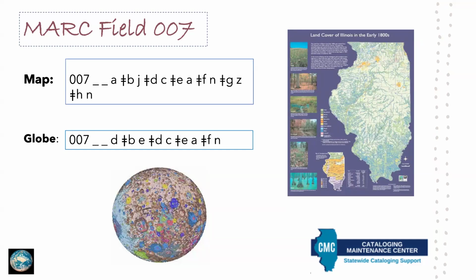Much like maps, subfield E records the physical medium. The list of materials is identical to that of maps. And lastly, subfield F is used to record the facsimile status of the globe. Is it a facsimile or is it not?